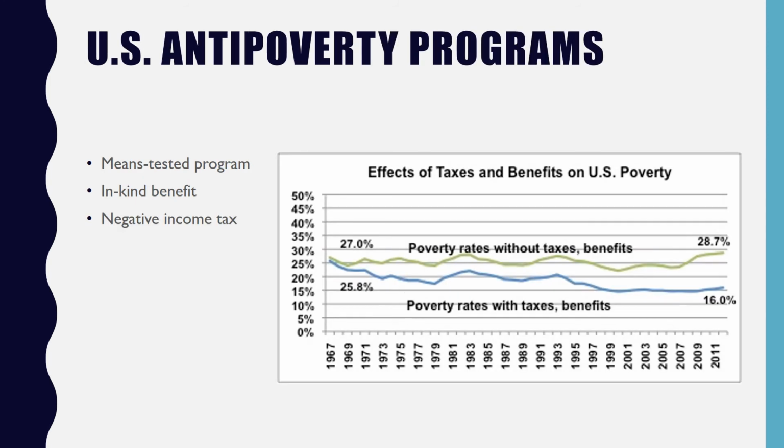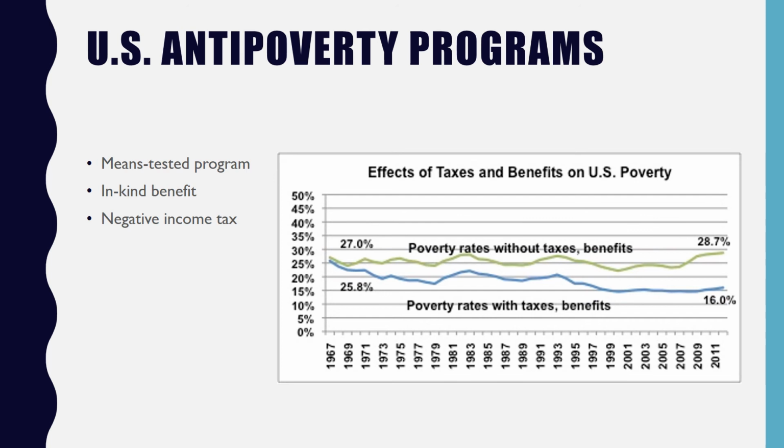Okay. Now, the United States has several types of anti-poverty programs. This little chart here is actually important. It shows you the results of those across a nice significant time span of about 45 years or so. And it's showing you that poverty rates in the United States have been pretty constant without taxes. So this is the green, the top number, before we account for taxes and benefits and welfare transfer programs. About 27-28% of the population would be below the poverty rate.